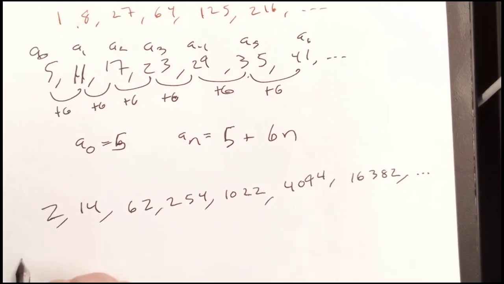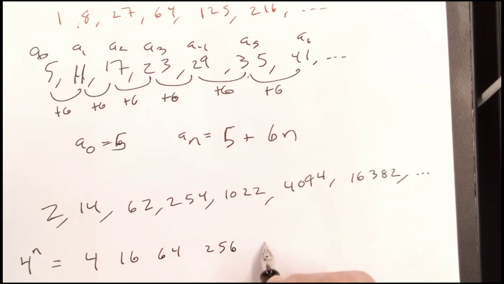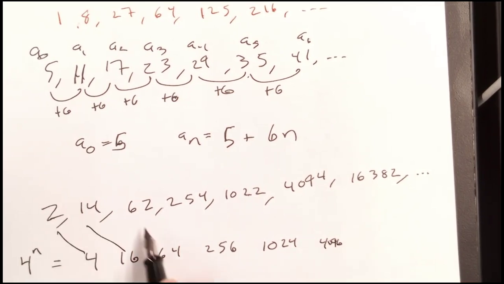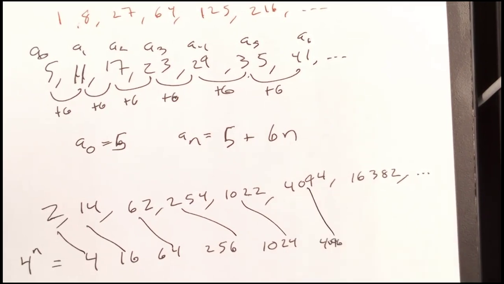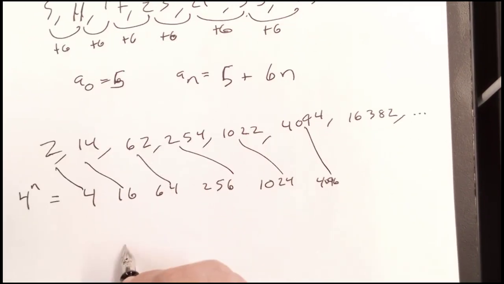It's not quite multiplying by 4. What's multiplying by 4? 4, 16, 64, 256, 1024, 4096. Wait a minute. How much am I off by? I'm off by exactly 2.